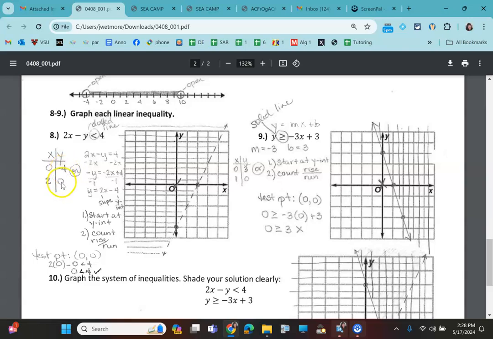And then let's put 0 in for y. So if we put 0 in for this y right here, that would leave us with 2x equals 4. So if 2x equals 4, divide both sides by 2, and x would equal 2.